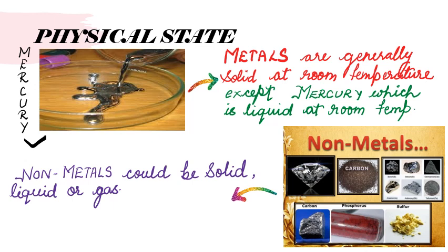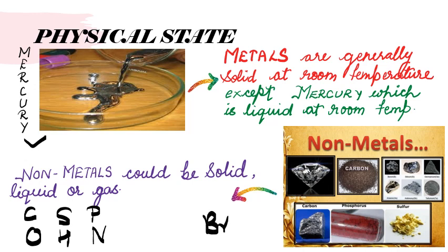If we talk about non-metals, non-metals can exist in solid, liquid or gaseous state. For example, carbon, sulfur and phosphorus are found in solid state at room temperature, whereas oxygen, hydrogen, and nitrogen are found in gaseous state at room temperature. And the only non-metal which is found in liquid state at room temperature is bromine.